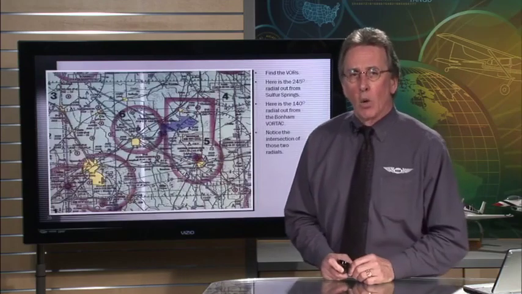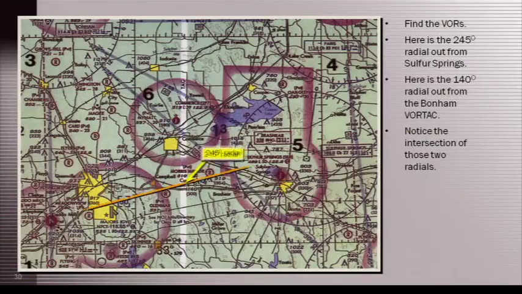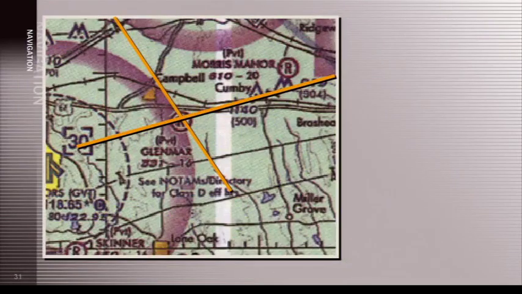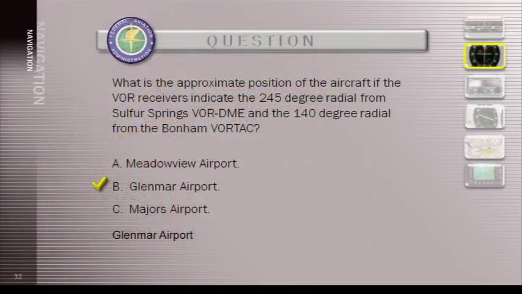First, let's find the VORs. Here's the 245-degree radial out from Sulphur Springs, and here's the 140-degree radial out from Bonham VORTAC. Notice the intersection of these two radials. Here's the Glen Mar Airport. The correct answer should be B. You're closest to the Glen Mar Airport.